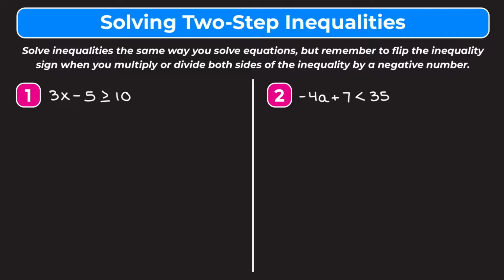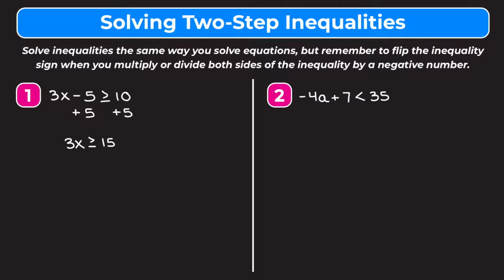Let's jump into number 1, which is 3x minus 5 is greater than or equal to 10. We're going to solve this the same way as we solve an equation. Our goal is to isolate x, so we want to do reverse order of operations. We start by adding 5 to both sides of our inequality. On the left side, the minus 5 and plus 5 go to 0, so we're left with 3x. On the right side, 10 plus 5 is 15. So we have 3x is greater than or equal to 15.